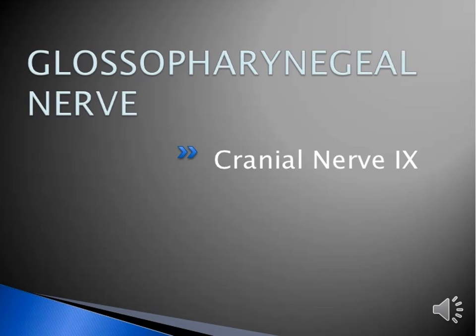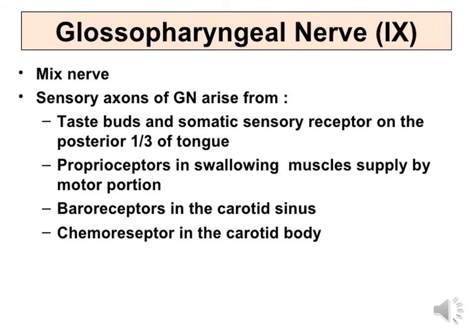The ninth cranial nerve is the glossopharyngeal nerve. It is again a mixed nerve, meaning a sensory and motor nerve. The sensory axons of the glossopharyngeal nerve arise from the taste buds and somatic sensory receptors on the posterior third of the tongue, proprioceptors in the swallowing muscle supplied by the motor portion, baroreceptors in the carotid sinus, and chemoreceptors in the carotid body. So it is a mixed cranial nerve.